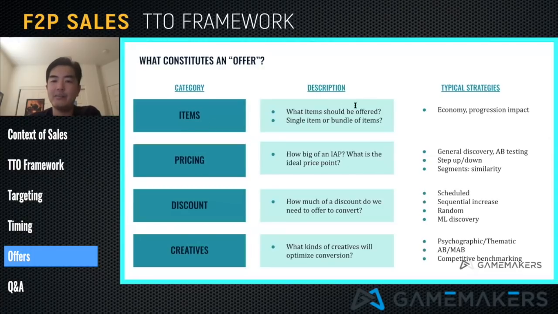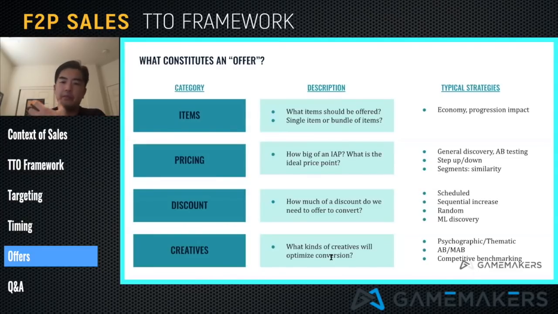So what items should be offered? Is it a single item? Is it a bundle of items? The pricing in terms of how big of an IAP is it? And so, some players, $50 for a purchase may be fine, but for other players, $50 may be too much. And so for the different segments, what is the pricing point that makes the most sense? A discount, how much of a discount do you need to offer to convert players at certain points in time? And then the creatives, which is how you present the offer to the player.